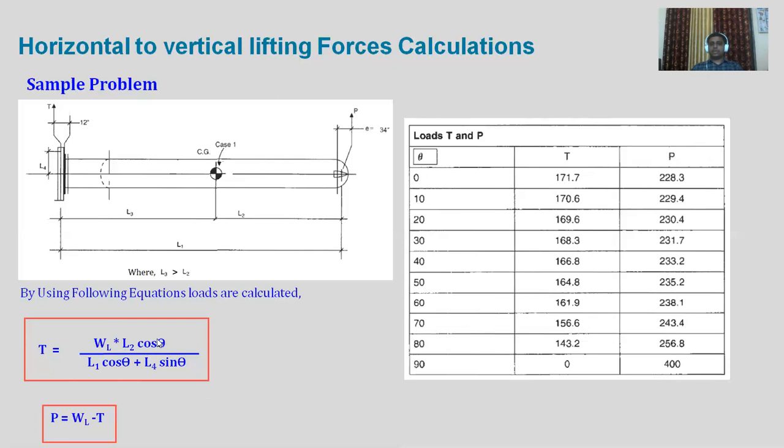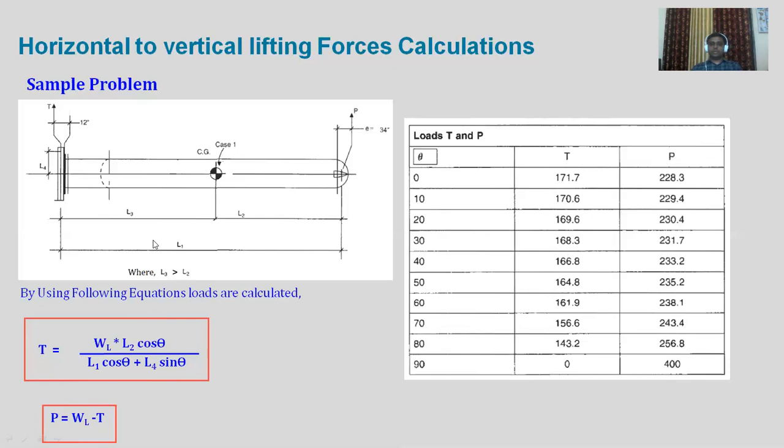So from here also cos 0 will be 1, so this term will not be there. Only WL, that is 400, divided by L1 cos theta plus L4 sin theta. Sin 0 will be 0, so this term will not be there. Cos 0 will be 1, so only L1 will be there, and L1 is the entire length. If we divide by that, we will get the value of WL upon L1, and that value is nothing but 171.7. And P is equal to WL minus T, so 400 minus 171.7 becomes 228.3. That is nothing but the value of P. This is how we are going to calculate.